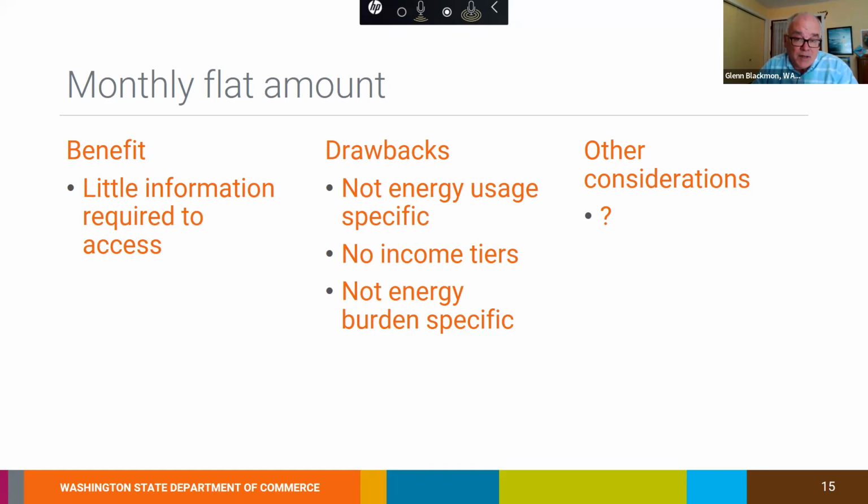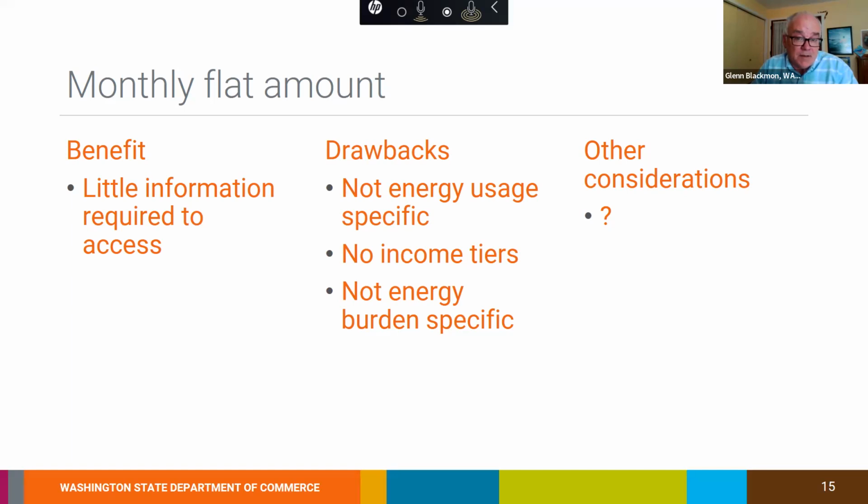And then the drawbacks that we've seen would be that it doesn't vary the amount based on how much energy it takes to provide that household with what they need to meet their energy requirements. It's not adjusted for the different weather situations in different parts of the state, or even just the month-to-month variations in energy costs.